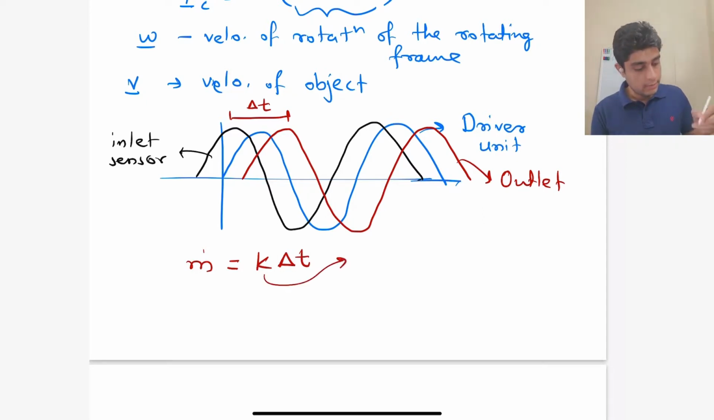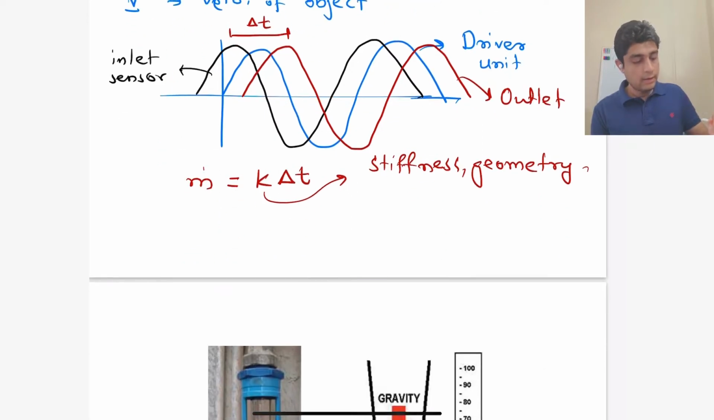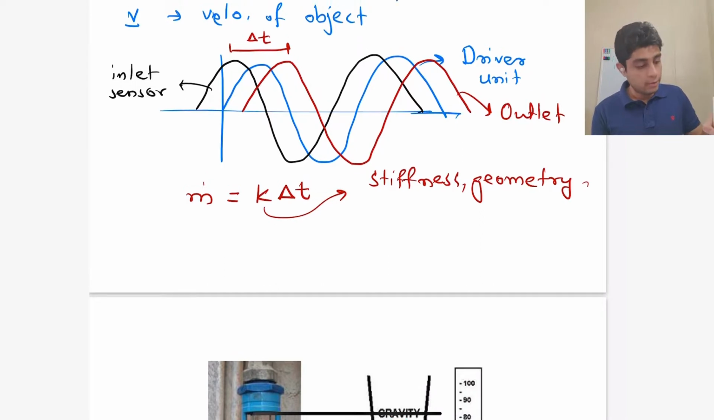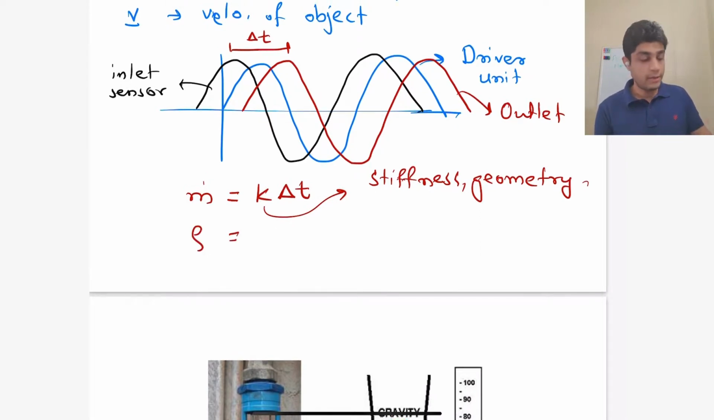And k here is just a coefficient which depends on the stiffness of the pipe and the geometry of the device. And also the frequency of these oscillations can be related to the density. So we can also measure the density of the fluid using this simple formula. So here m tube is the mass of the tube and v is the total volume of the tube.